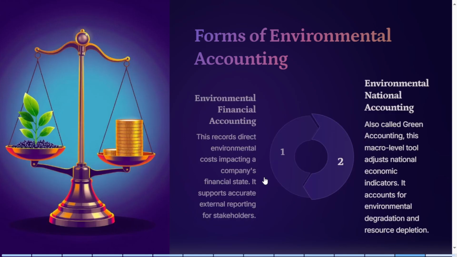Second, environmental national accounting, that is green accounting. This is macro level accounting at the national level. Adjusts national economic indicators like GDP, accounts for environmental degradation and natural resource depletion, gives a more realistic picture of a nation's true economic progress. For UGC NET preparation, key distinction to remember: environmental financial accounting is company level and affects financial statements. Environmental national accounting is country level and adjusts national economic indicators.